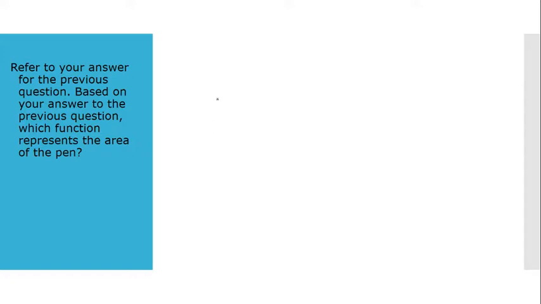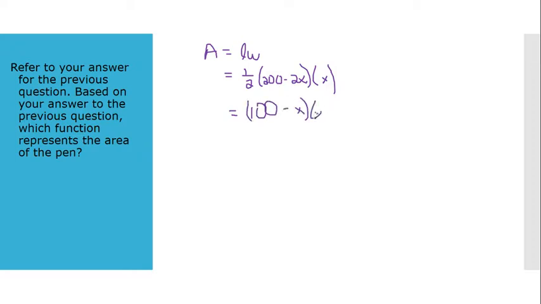Based on your answer to the previous question, which function represents the area of the pen? So our area is our length times our width, so we need any of the ones for our length. I'm going to go ahead and use the 1/2 times 200 minus 2x, that's our length, times our width, which is represented by x. Now we're going to multiply this out. If we distribute the 1/2 inside, we end up with 100 minus x, which is what we did on the last slide, still times our x.